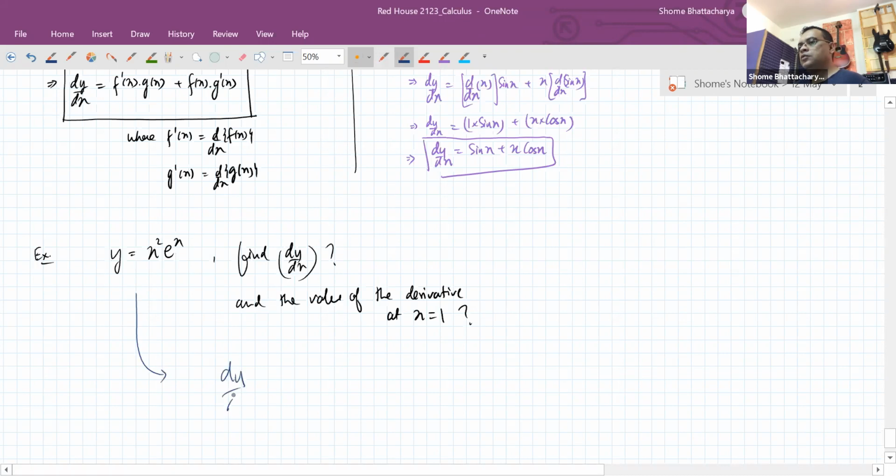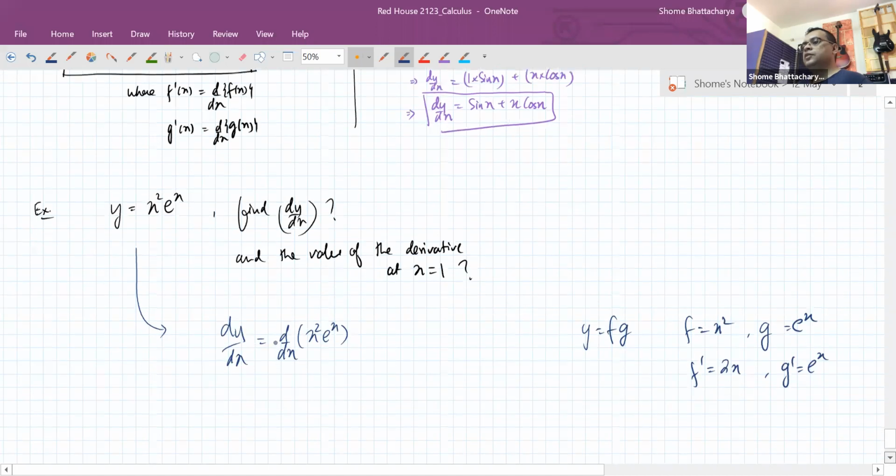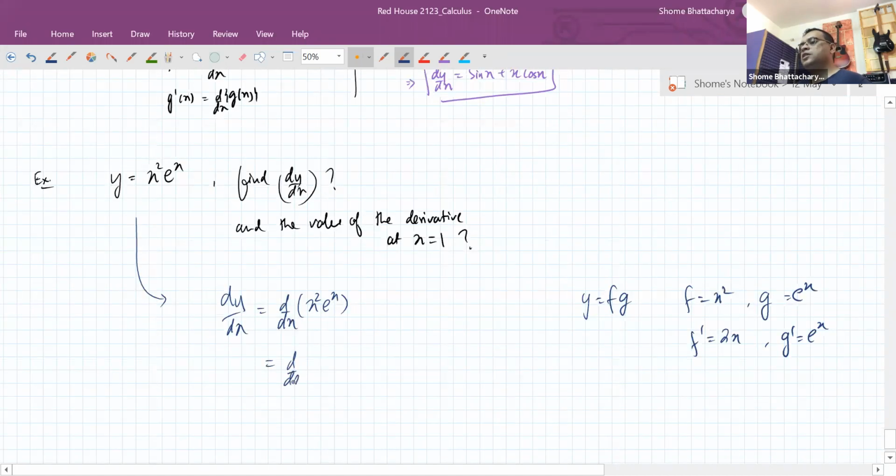So differentiation of x square into e raised power x. So we will treat this like a product of two functions where the first function is x square and the second function is e raised power x. So the derivative of the first function is 2x and the derivative of the second function is e raised power x. Okay. So if I write this properly, I should write it as differentiation of first function multiplied by second function plus first function multiplied by differentiation of second function. And then just use the formula.